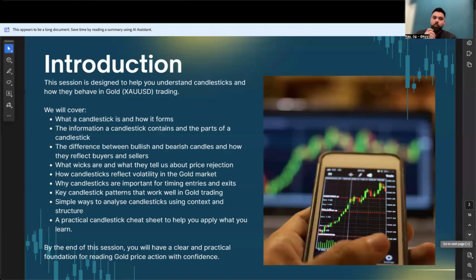and how it is looking, what wicks are and what they tell us about price rejection, how candlesticks reflect volatility in the gold market, what candlesticks are important for timing entries and exits, key candlestick patterns, simple ways to analyze candlesticks using context and structure, and a practical candlestick cheat sheet to help you apply what you're going to learn today.